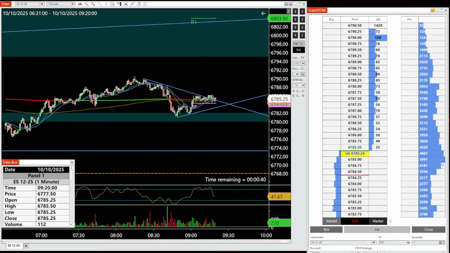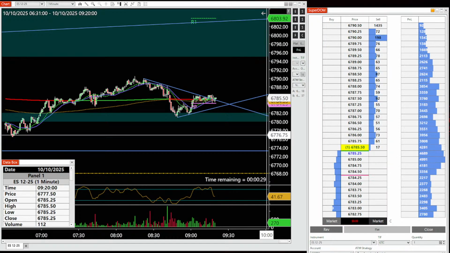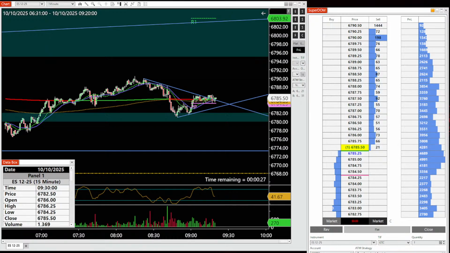So we're back around here, just in this area. We're trading in this area here. Point of control is 85. 85 is the point of control.